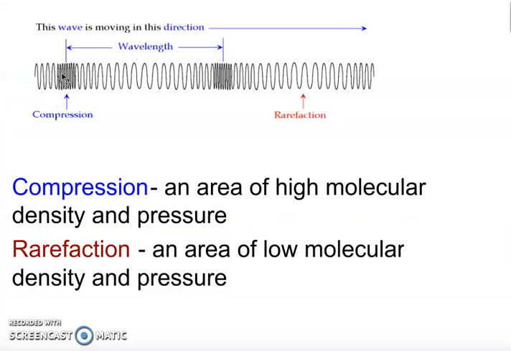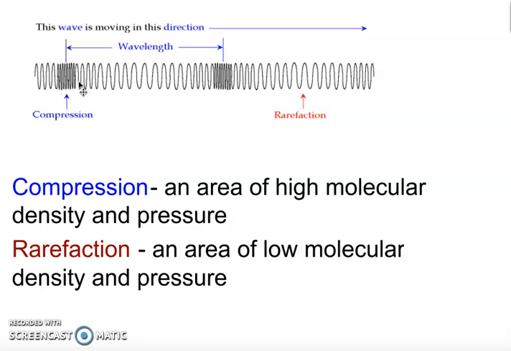Now we define the area where there's high density and pressure, where those molecules move together at first as the wave travels or propagates, as compressions. So when the molecules are close together, when things are very dense, we call that a compression. We then call the space where those molecules are more stretched out rarefactions, and those are areas of low molecular density and pressure. And so in order to have one wavelength, we would go from one area of compression, have a rarefaction, back to an area of compression, so that would be considered a wavelength.